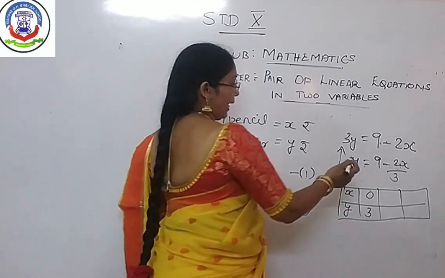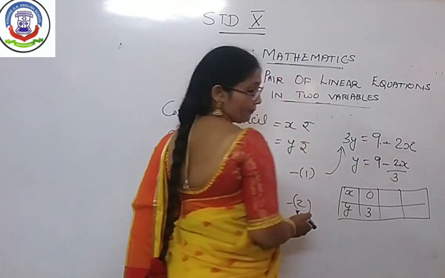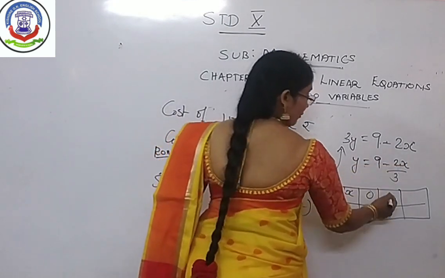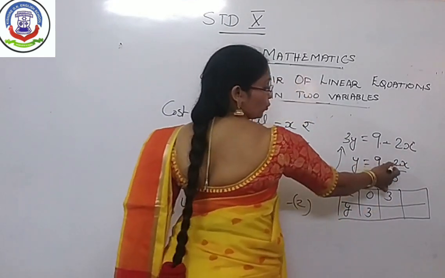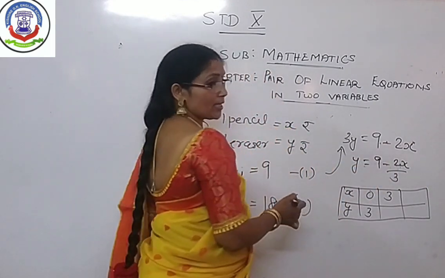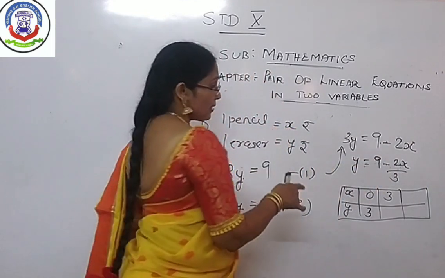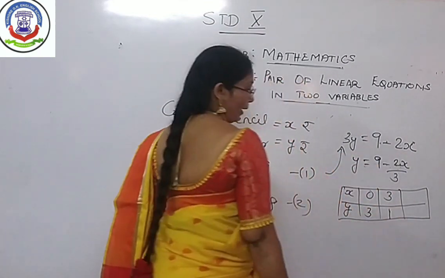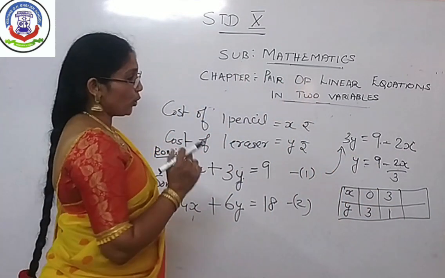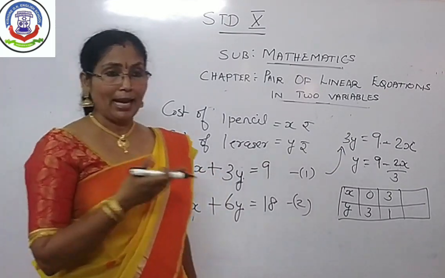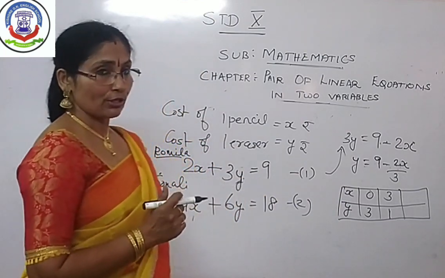Now, the next one I am going to put here is 3. If I put 3 instead of x, 2 threes are 6. So 9 minus 6. That means 9 minus 6, how much is it? 9 minus 6 is 3. 3 upon 3 is equal to 1. So I have got two solutions for this given equation. See now, we can draw a line using these two solutions.